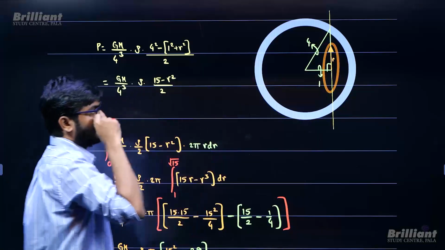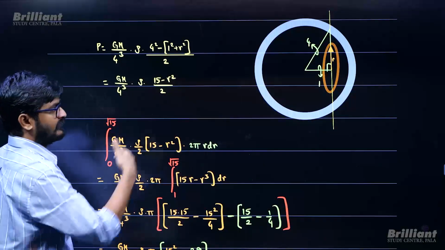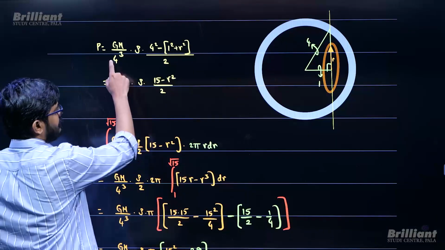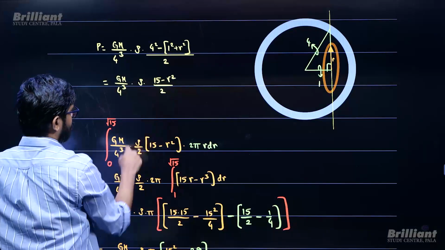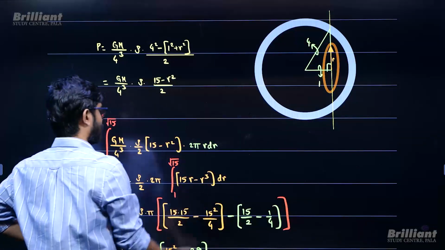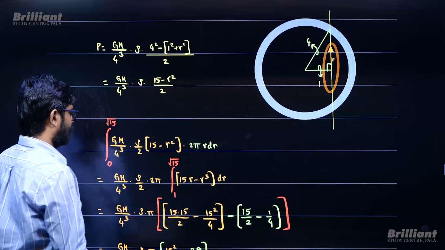Now pressure times area is going to give me force. I know by symmetry the force has to be only in this direction, so I can go with pressure times area. Pressure is this much, so pressure times the area of this element. Area of this element is 2 pi r dr. So that is the force on that element. Now we need to integrate it.